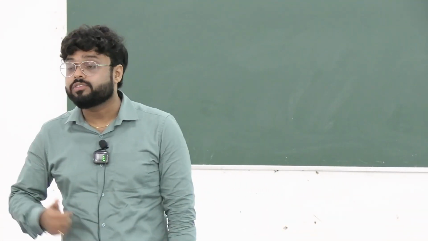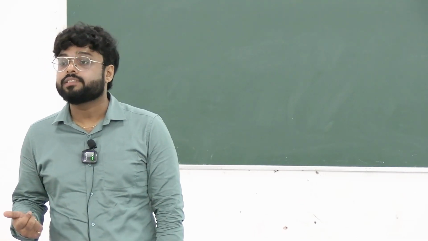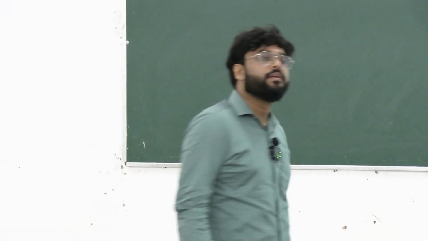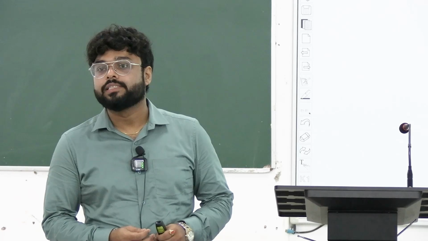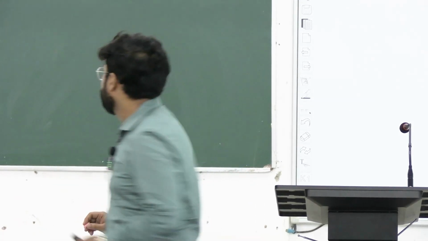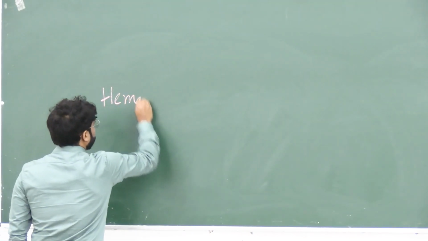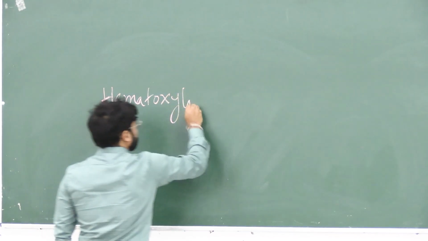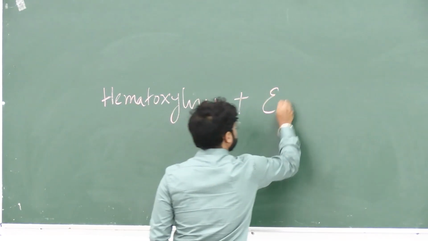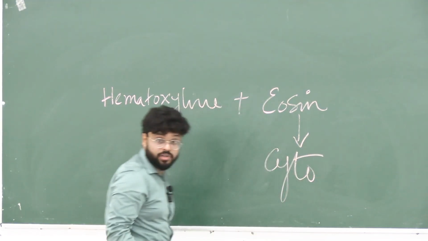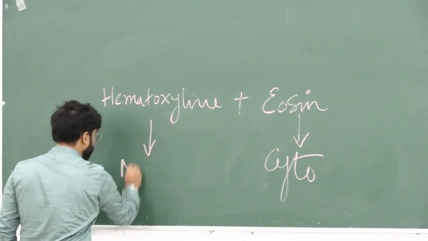Eosin is very eosinophilic, so it stains the cytoplasm, and hematoxylin is a basic stain. It mainly stains the nuclear portion. So there are two components of the cell and two components of the stain, hematoxylin plus eosin. Eosin stains the cytoplasm portion and hematoxylin stains the nuclear portion.